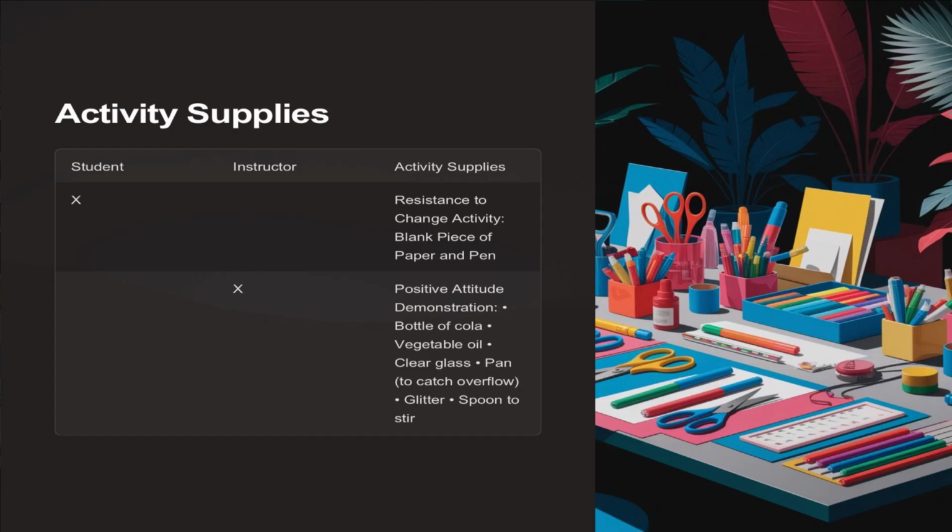Positive attitude demonstration, resistance to change activity: blank piece of paper and pen, bottle of cola, vegetable oil, clear glass, pan to catch overflow, glitter, spoon to stir.